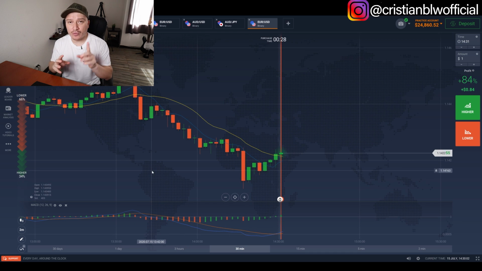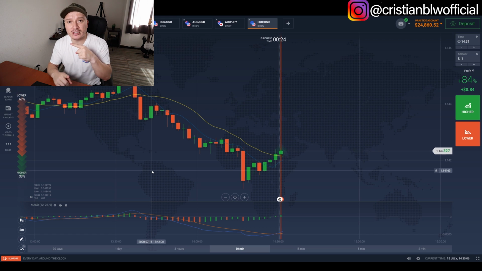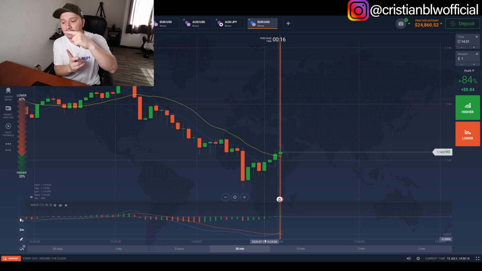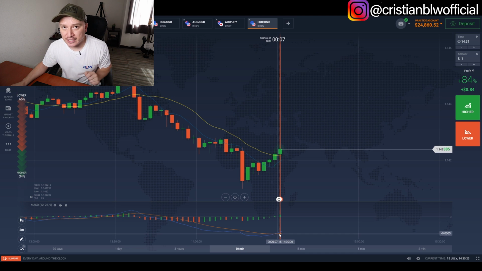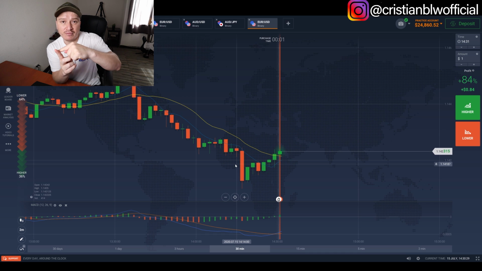So what you need to do first is wait for the MACD to cross. The blue line crosses the red line going in a certain direction. It can be either going down or going up. Right here, if you notice, the MACD blue line crossed the red line going up. That is a prediction that a call option is actually coming, which means the blue line is going to cross the yellow line on the moving averages.